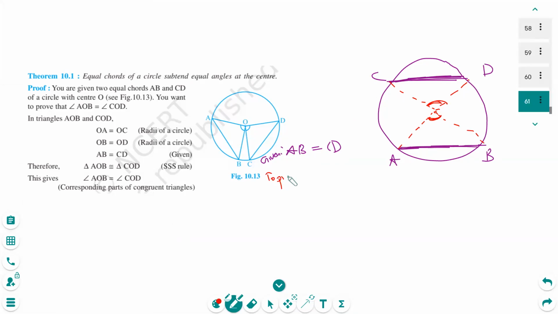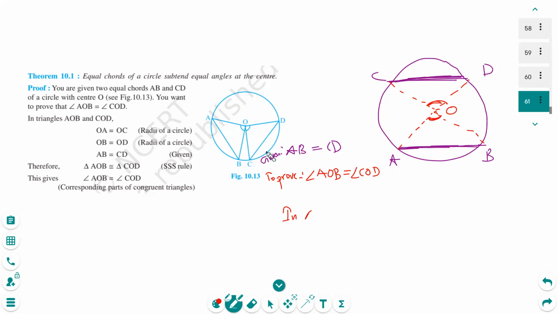So to prove, let's call the center O. Angle AOB is equal to angle COD. That we need to prove. So how can we do that? Obviously, we'll use congruency, right? So let's see if we can understand the congruency.